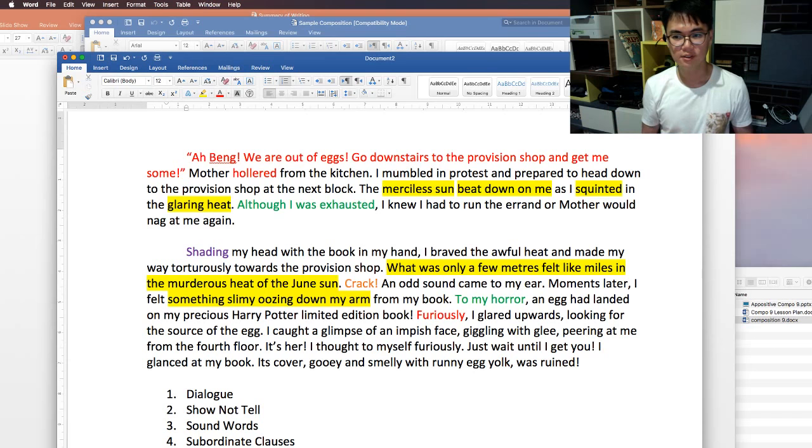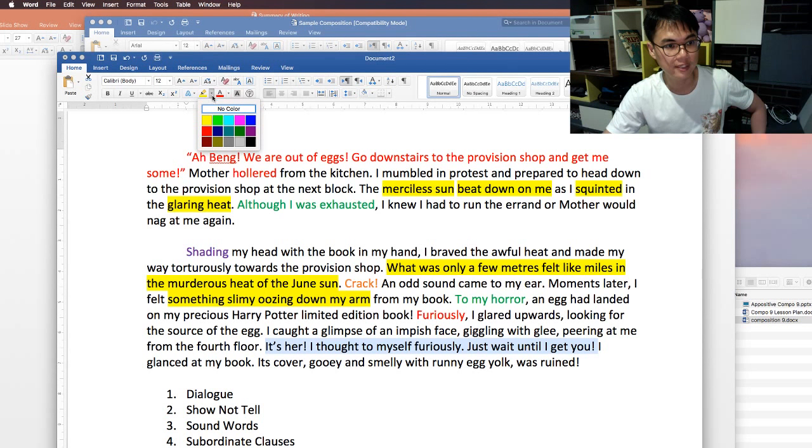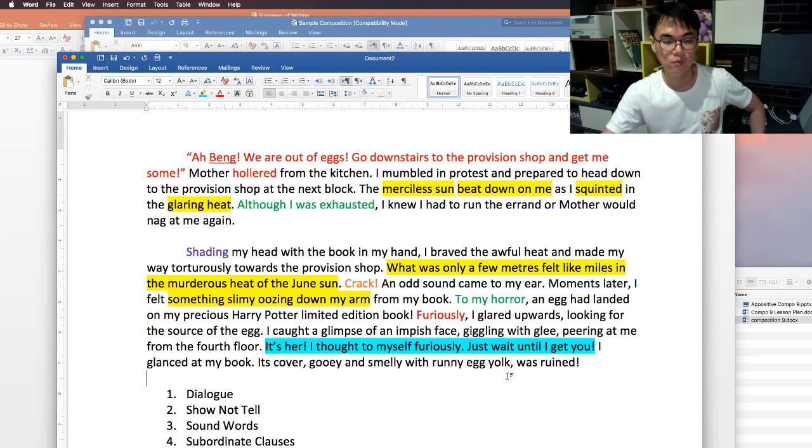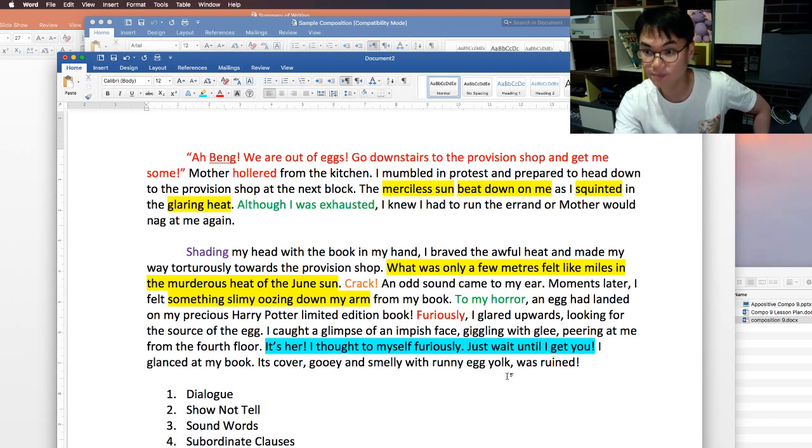Okay, now, Georgina, can you see where the A positive is? Just now you spotted an A positive, you thought it was an A positive. Thought text, very good, right? "It's her, I thought to myself furiously. Just wait until I get you," right? So this entire section here is actually a thought tag, okay? Wonderful. Do you find that it's quite effective in making you look into my mind as I'm thinking? Yeah, it's quite good, right?